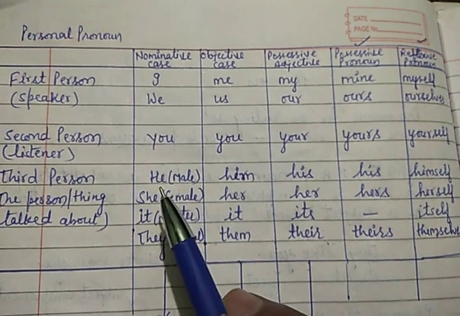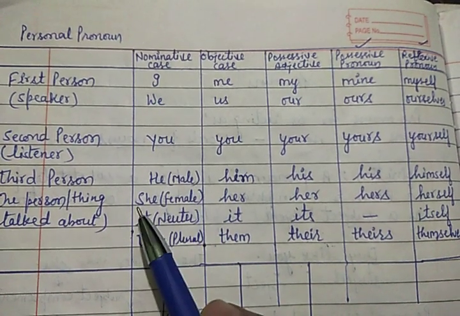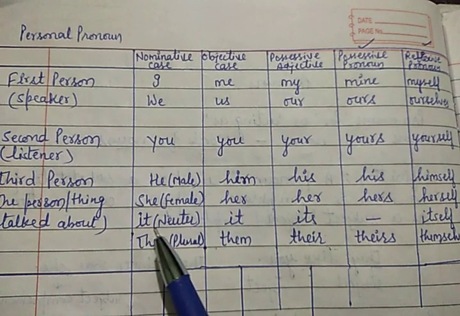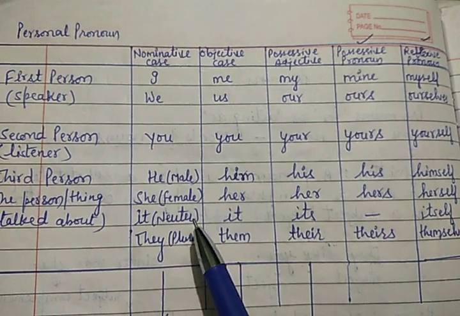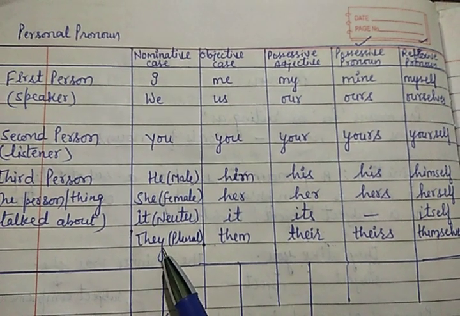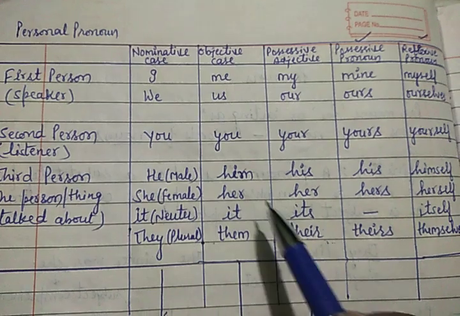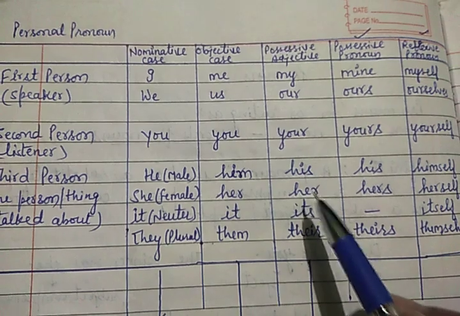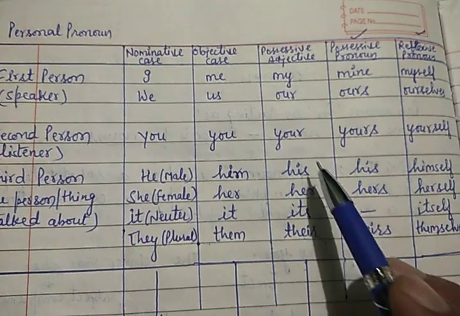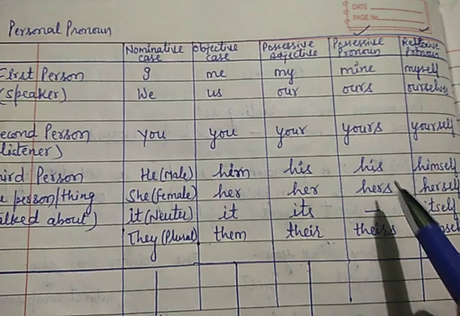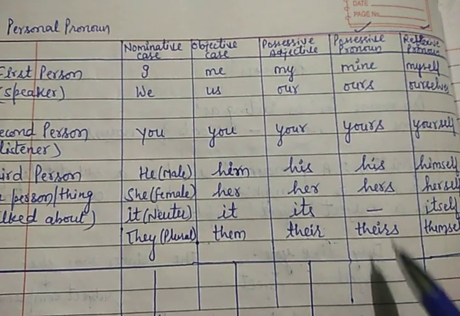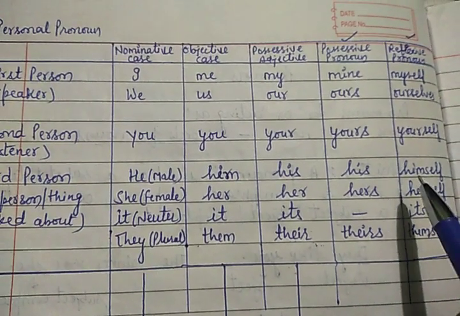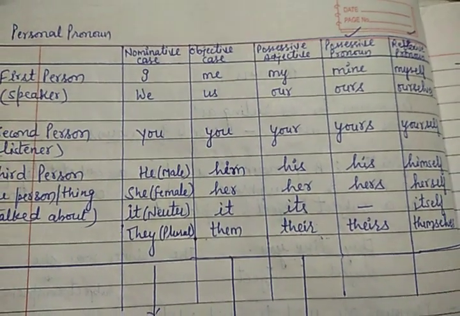Then third person: he is used for a male as a subject, she is used for a female as a subject, it for neuter gender. It can be used for a baby or animals, and the word they is used for plural as a subject. Him, her, it and them are used as objective case, and then his, her, its and their, these words actually take a noun after them, and his, hers and theirs will not take any noun after them, and they are used as reflexive pronoun.